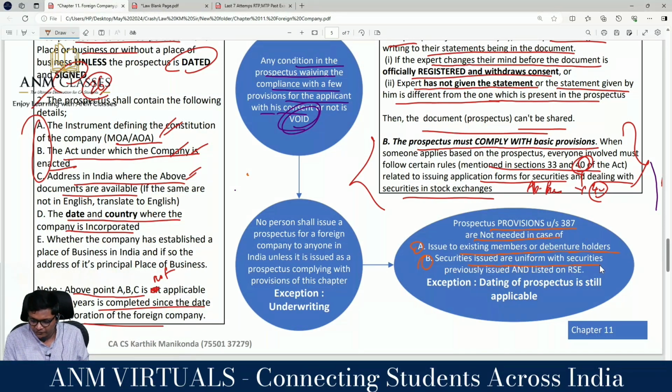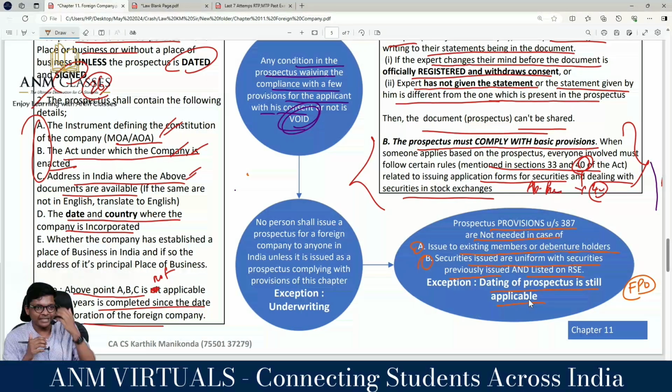Second, securities issued are uniform with those previously issued and listed on a recognized stock exchange. They are saying my company is already listed. I am now doing an FPO, a further public offer, a second issue for a listed company, no need to follow here. But SEBI won't leave you. SEBI has its compliance, but the Companies Act is saying no need. But still, what is applicable? Dating of the prospectus is applicable. When I say dating, I mean the date, guys. Dating of the prospectus, writing that date.